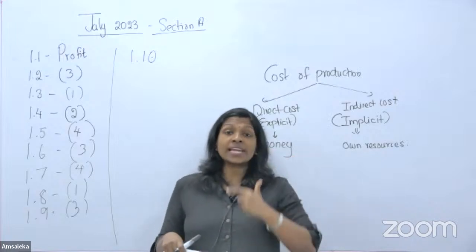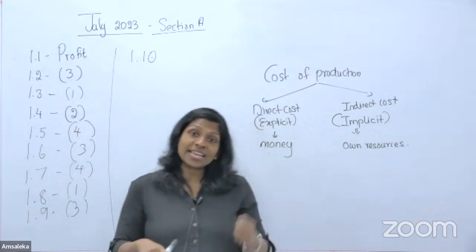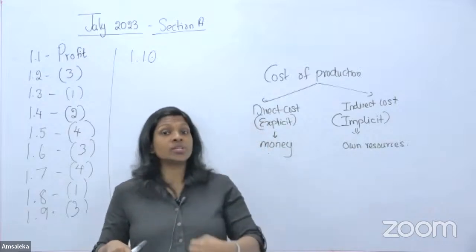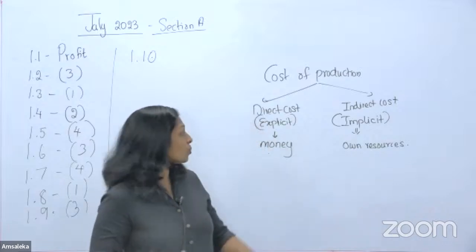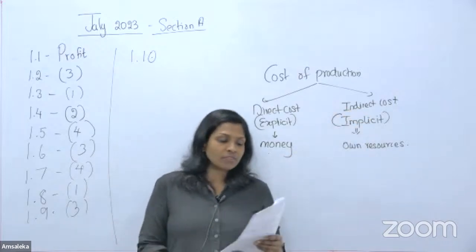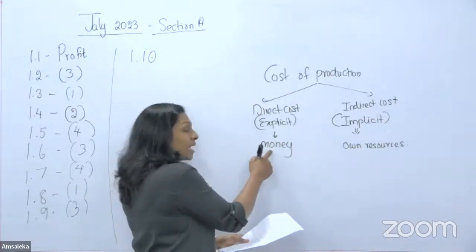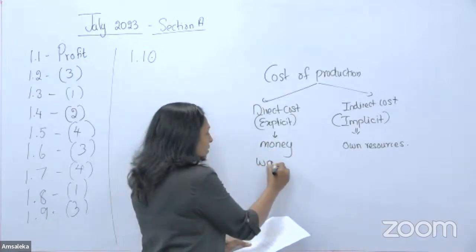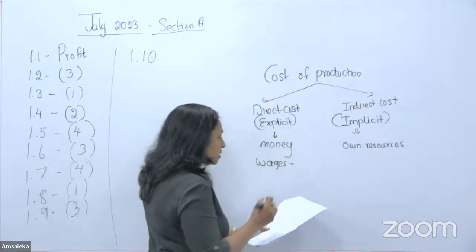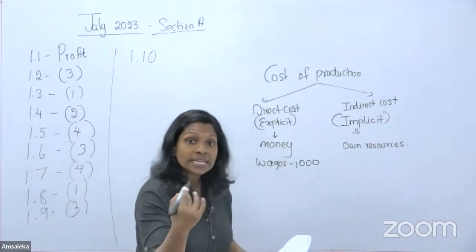So the rent income, what I can get from my own building. Likewise, anything you sacrifice from your own resources to do the production process is known as indirect. Okay, now let's see what's the question given. Wages paid. What is that? So how much wages paid? 1,000 paid.